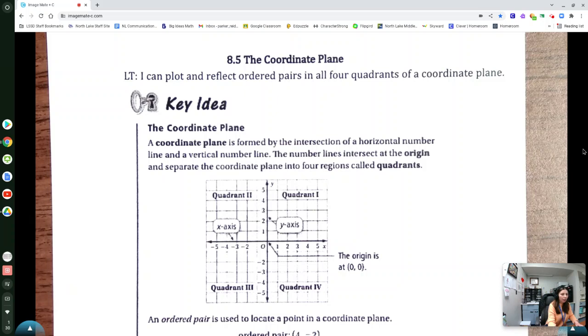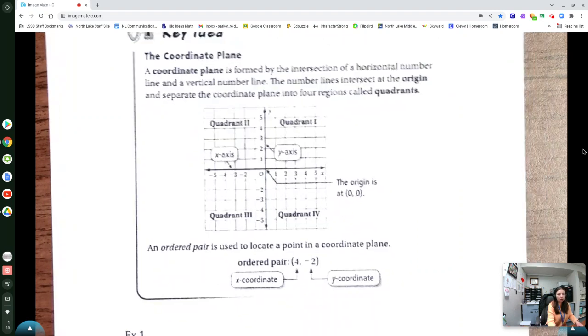Hey students, in this video we're going to go through section 8.5, which is about the coordinate plane. Our learning target says I can plot and reflect ordered pairs in all four quadrants of a coordinate plane. So let's jump into our definitions.